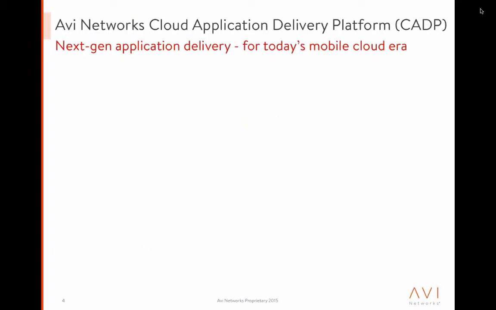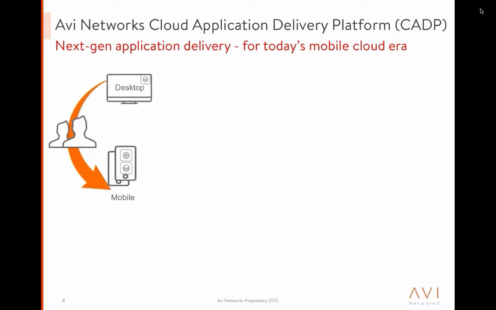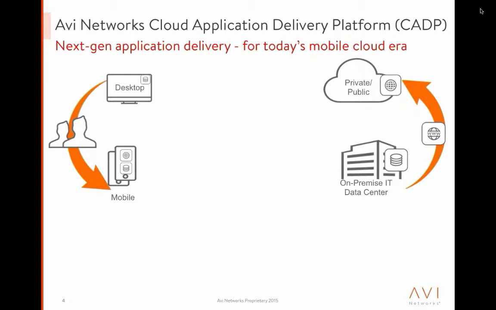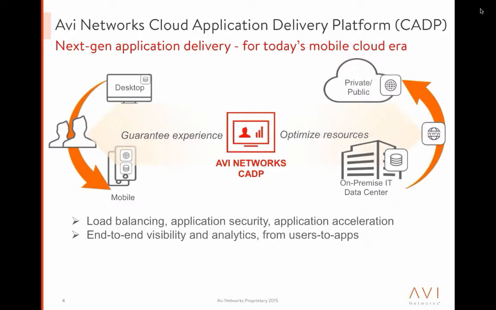So where does the Avi Networks solution sit in your environment? Just like any application delivery solution, which is a full proxy, TCP, HTTP proxy, on one end you have your users, which could be on desktop or mobile. On the other hand, your applications could be running on an on-prem data center or in a cloud. The Avi solution sits in between them and provides load balancing, application security, and application acceleration functions, the typical ADC functionality, as well as end-to-end visibility and analytics, all the way from users to the infrastructure to the application.